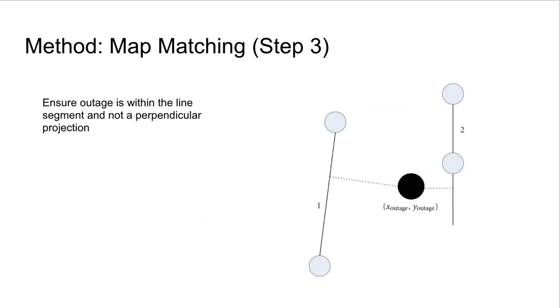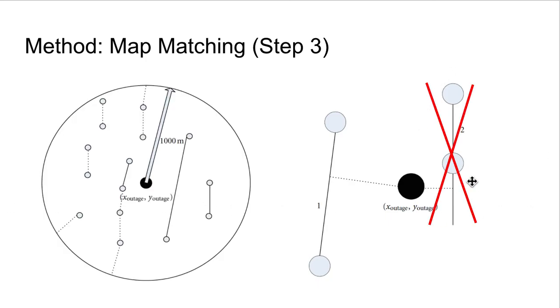Step 3 is to ensure the perpendicular projection from the estimated location, again this black dot, to the line segments intersects the line segments between the two nodes. So we have 2 paths here, or 2 road segments, and these dotted lines are the perpendicular projection. In the case of segment 1, this projection intersects between the 2 nodes. In the case of segment 2, it doesn't. So we end up throwing out any of the roads where that perpendicular projection doesn't intersect between the 2 nodes, and this further narrows down our list of potential streets.